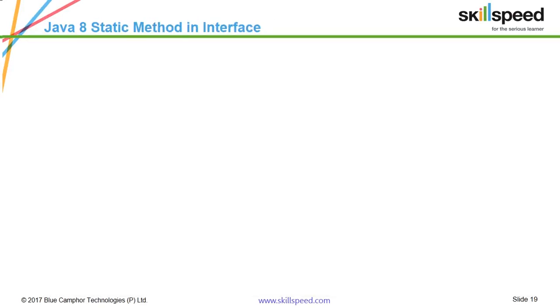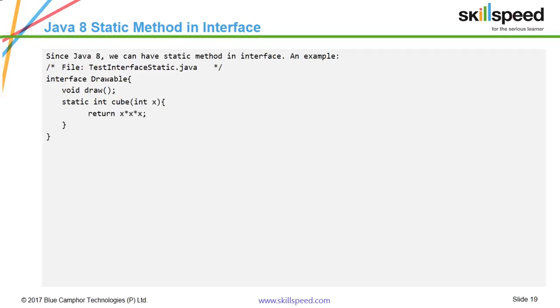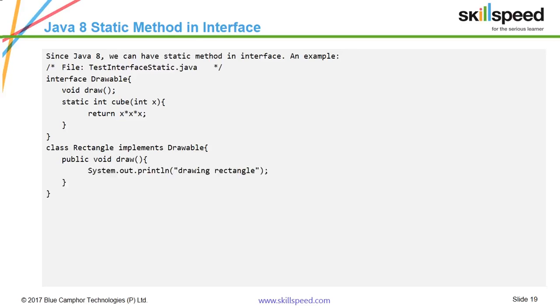Let us look at one more example. Since Java 8, we can have a static method also in an interface. Example: interface Drawable contains void draw, which is the abstract method, and static int cube, which takes a parameter int x, and I have the method body return x * x * x, which is the cube value. Then I have the class Rectangle which implements the Drawable interface and contains the public void draw method, where I am printing the statement System.out.println("drawing rectangle").